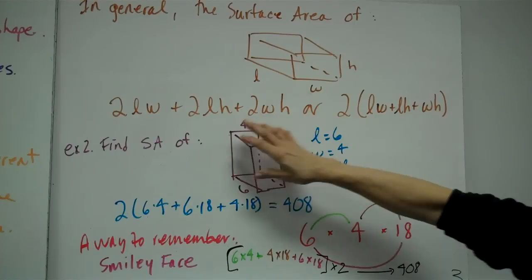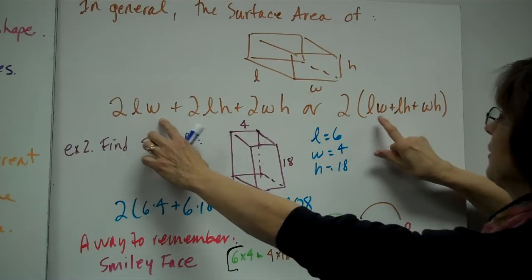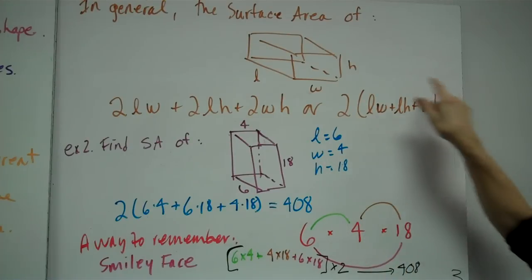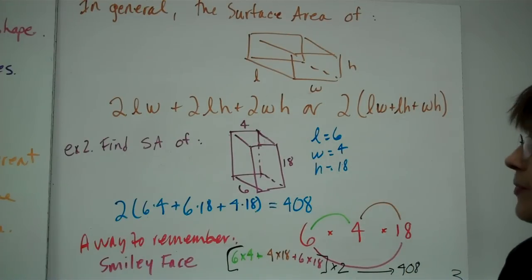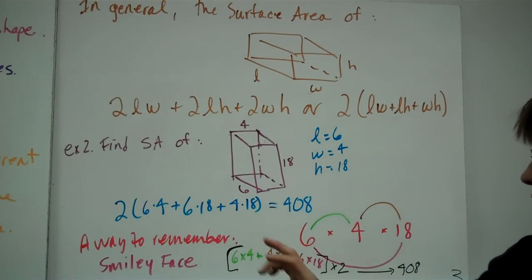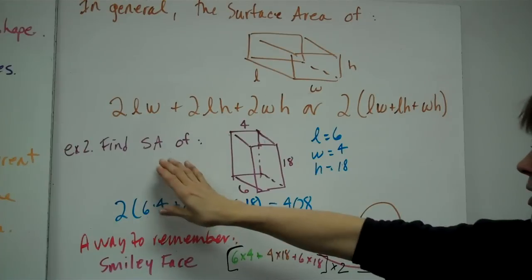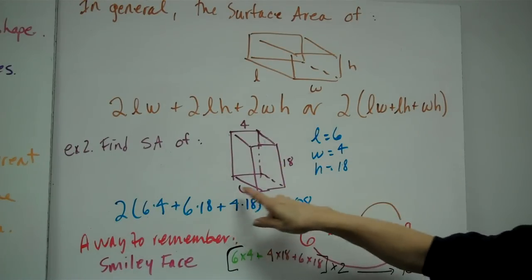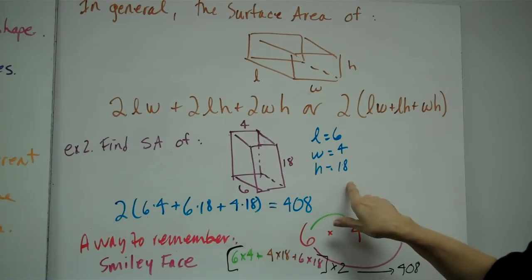Or you could say, again, I factored the 2 out, so I'm left with length times width, plus length times height, plus width times height. Okay, that's a general formula for the surface area of any rectangular prism. So let's do a little example of it. We'll find another little easy way to remember it. To find the surface area of this box, I went ahead and thought, okay, the length is 6, the width is 4, and the height is 18.